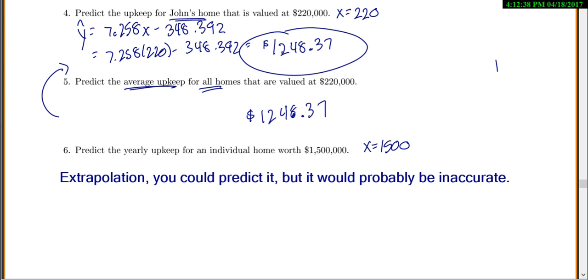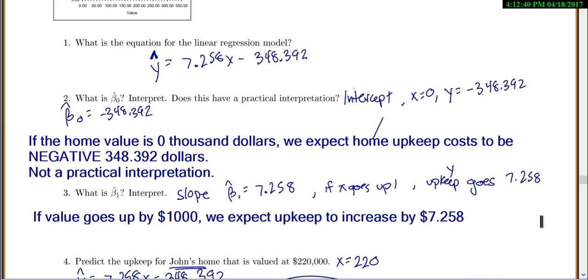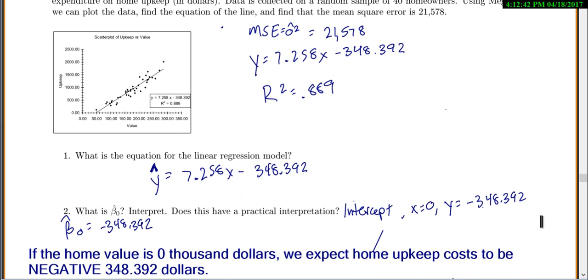Okay, and just one more thing. I didn't ask it, but what if I asked you what the correlation is? You can come up here to r squared. And if r squared is 0.889, then r is just the square root of that. So the square root of 0.889 is 0.9428. So that's a pretty strong correlation. Those points are pretty close to the line.